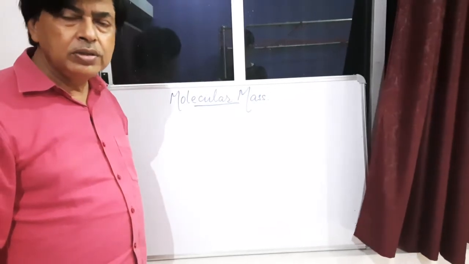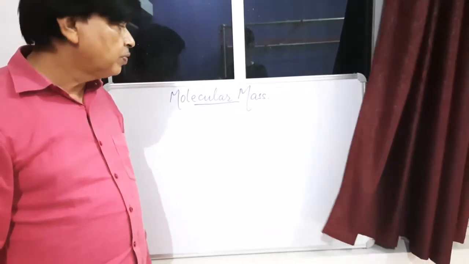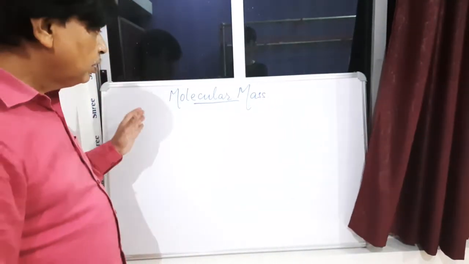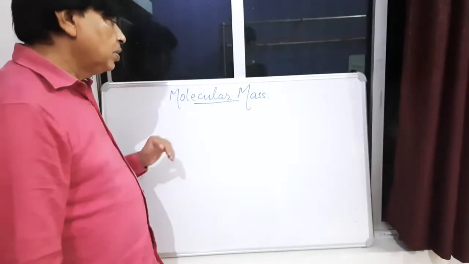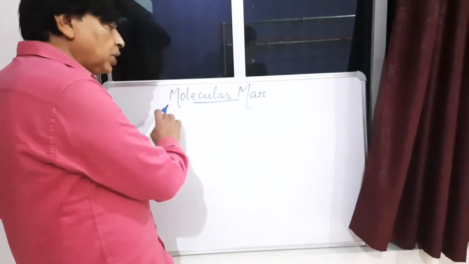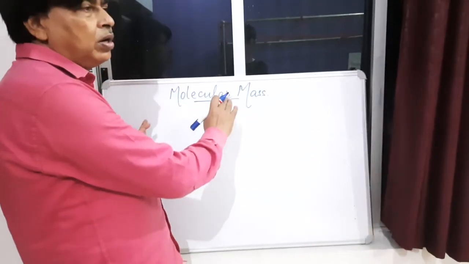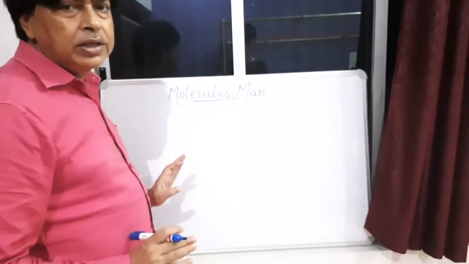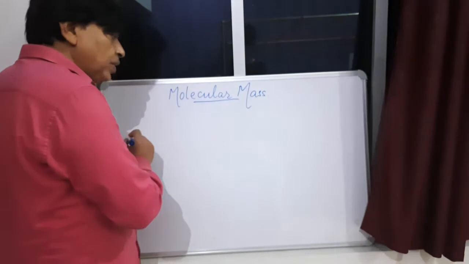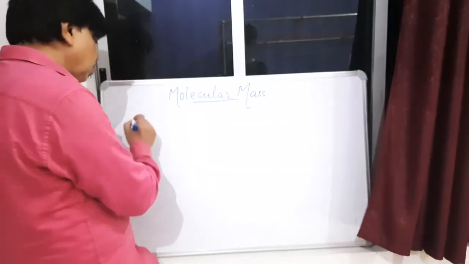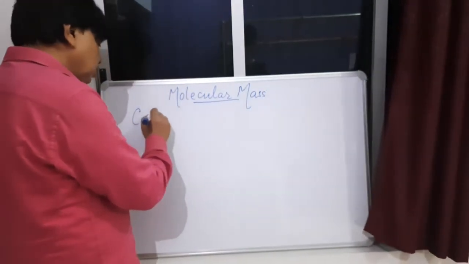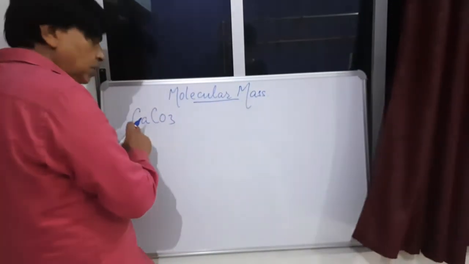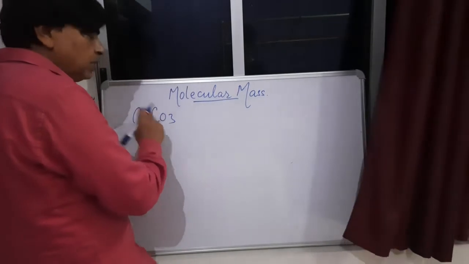Today I will teach you how to find the molecular mass of a compound. First of all, the definition of molecular mass: it is the total of all the atomic masses of the given elements in that compound. Let's suppose you have to find the molecular mass of calcium carbonate. You have to find the total sum of the given elements in that compound.